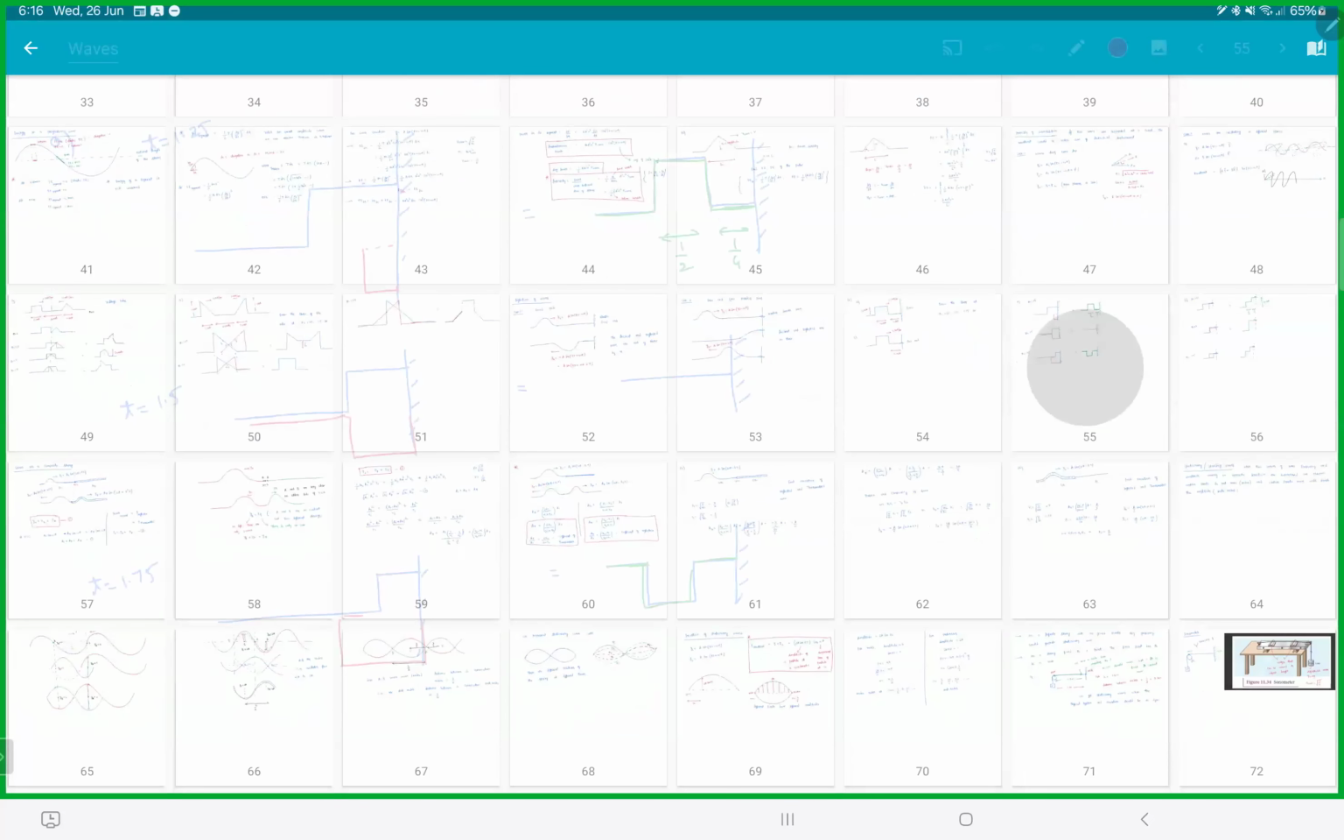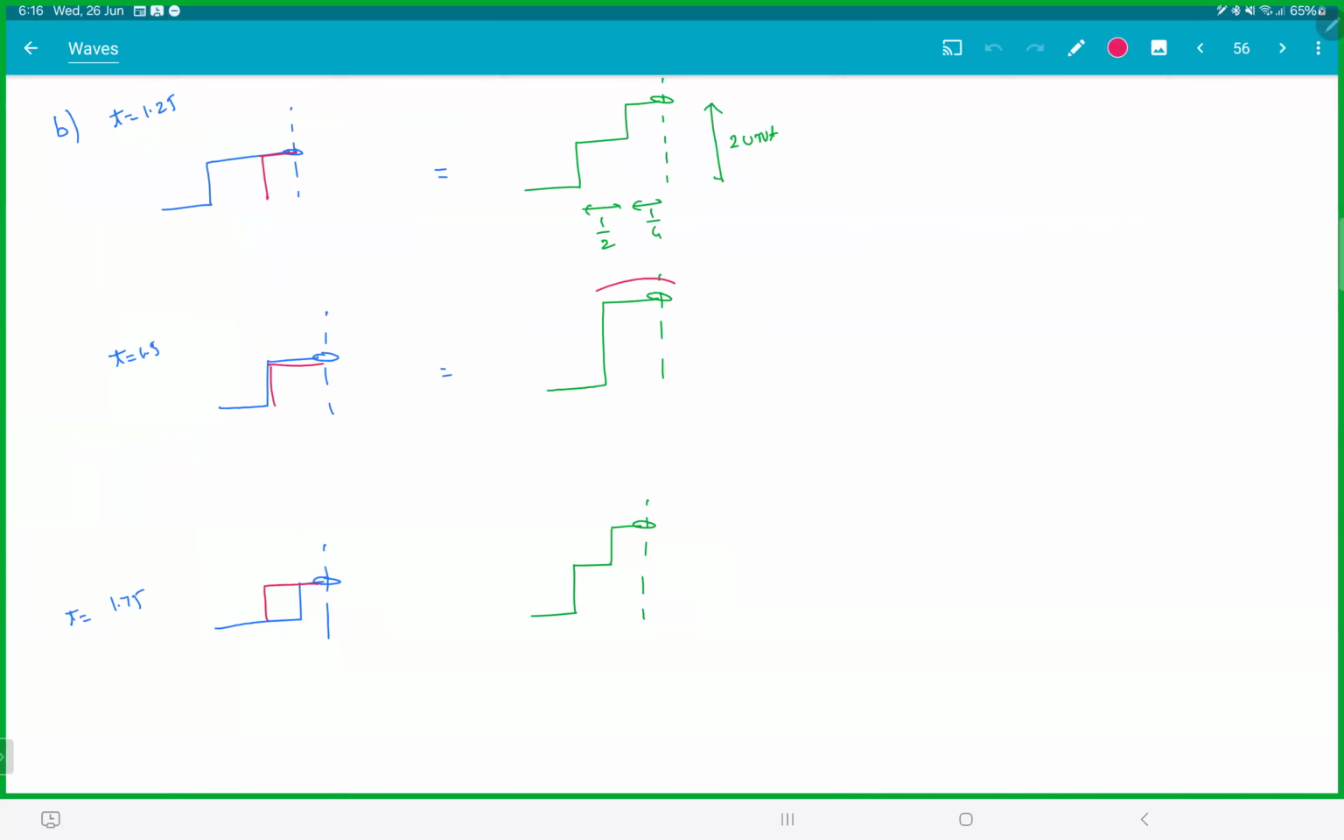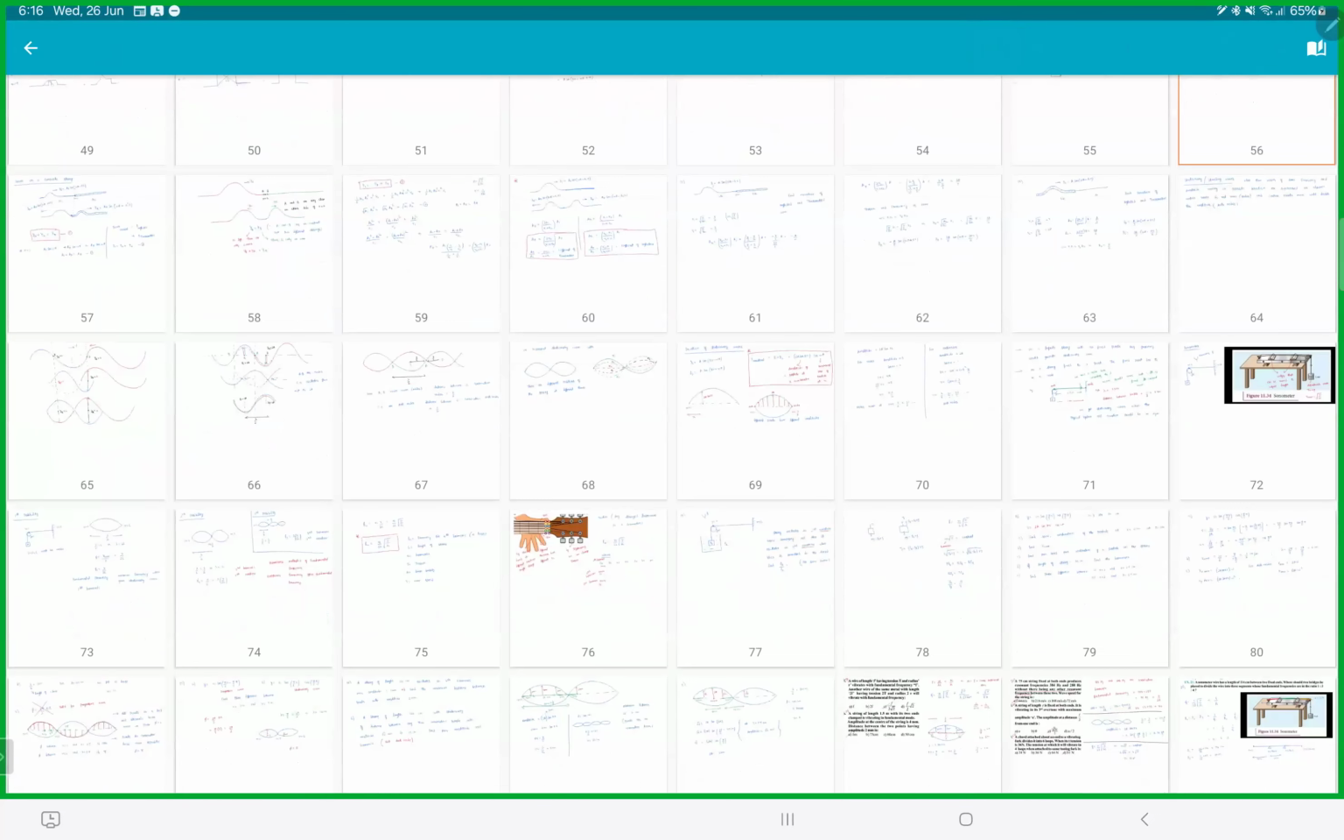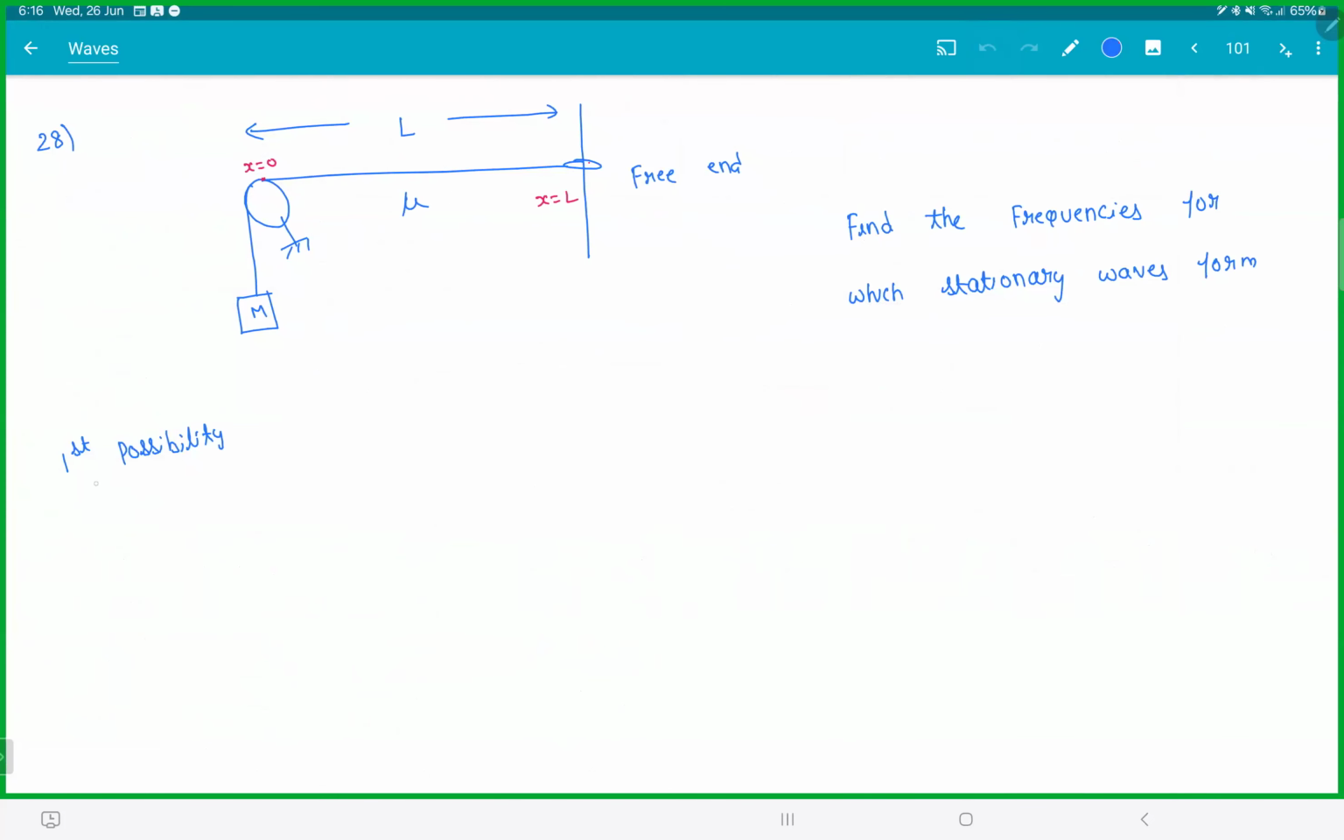In this question, did you see when we did an open end, the amplitude became double. The incident wave and the reflected wave overlapped with each other. It became A plus A, 2A. So that free end has to be an antinode. That is the first thing you need to know. So fixed ends are nodes, free ends are always antinodes.